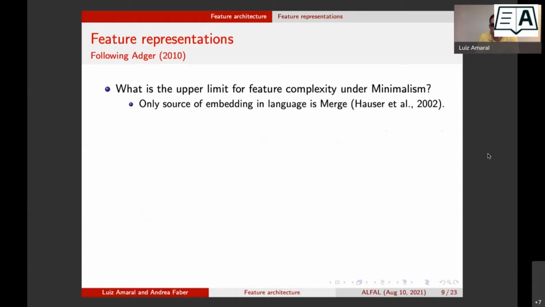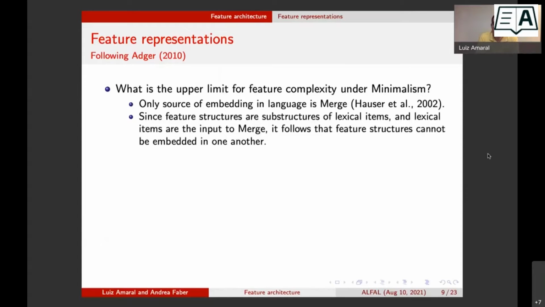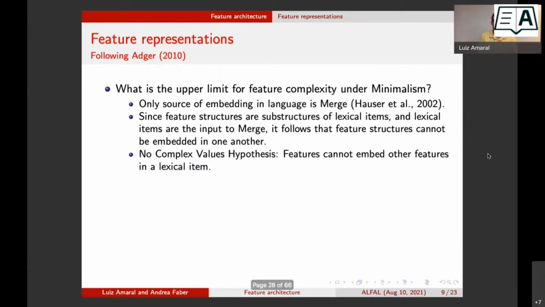So if we look carefully, the only source of embedding in language, according to minimalism, is merge, which means that since feature architectures are substructures of lexical items, and lexical items are the input to merge, it follows that feature structures cannot be embedded in one another, which again is not true for some other theories, but under minimalism, according to Azure, it holds, right? So there is this hypothesis, the no complex feature hypothesis, which states that features cannot embed other features in a lexical item.